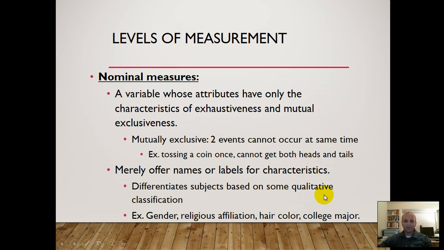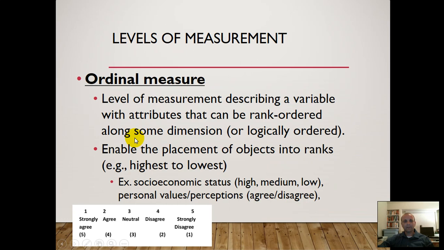So college major. If we have college major within a data sheet, and we have freshmen, sophomores, juniors, and seniors, sometimes you put a 1 next to the freshman, 2 next to the sophomore, 3 next to the junior, and 4 next to the senior, right? It could also be done the opposite way. So 4 could be assigned to a freshman, 3 to a sophomore, 2 to a junior, and 1 to a senior. It doesn't really matter. They're just placeholders there. And that's a nominal measure. Mutually exclusive. Those are the characteristics of those types of variables.